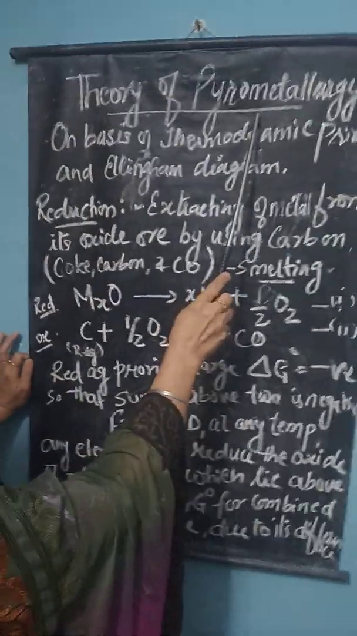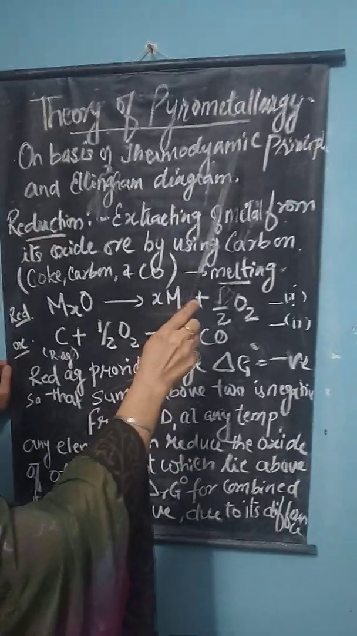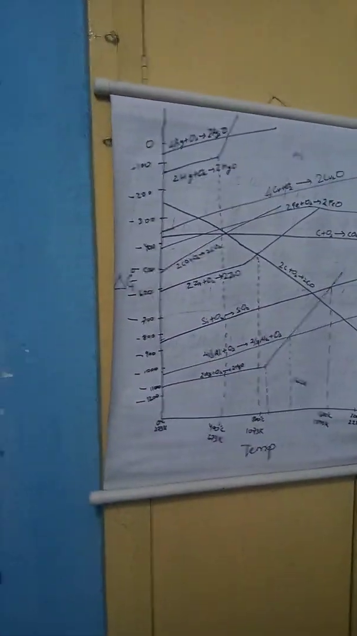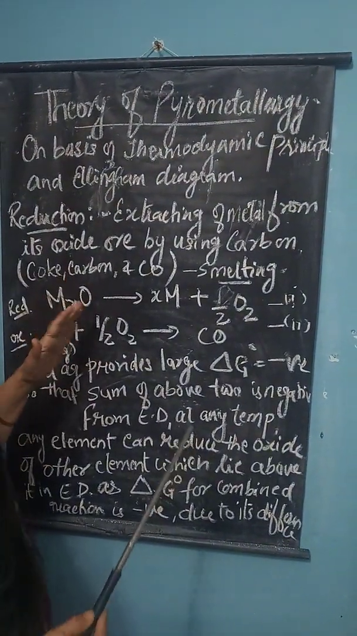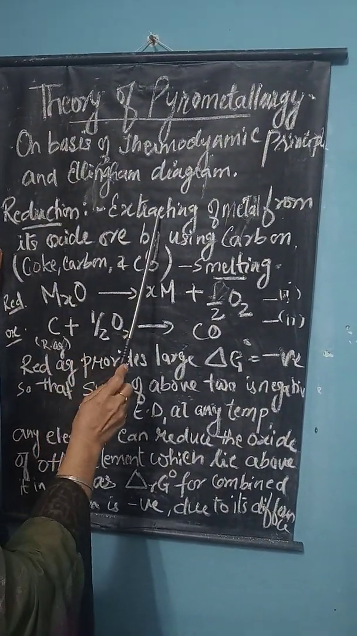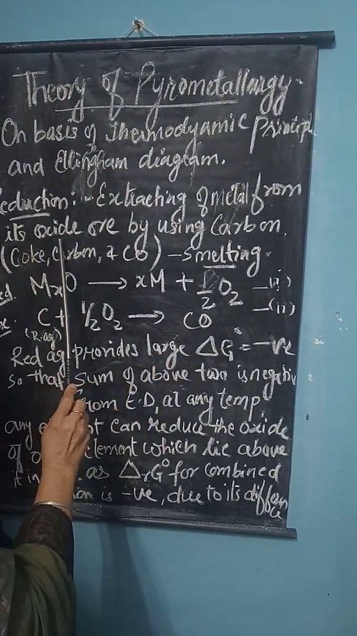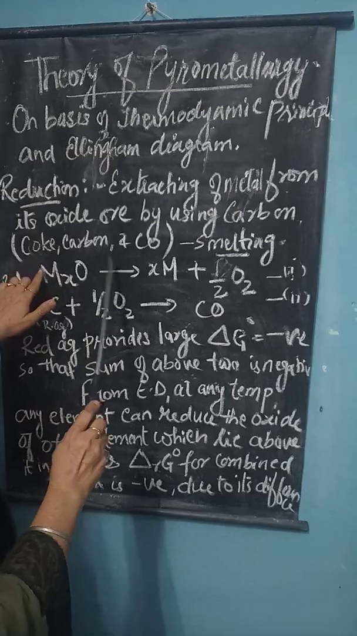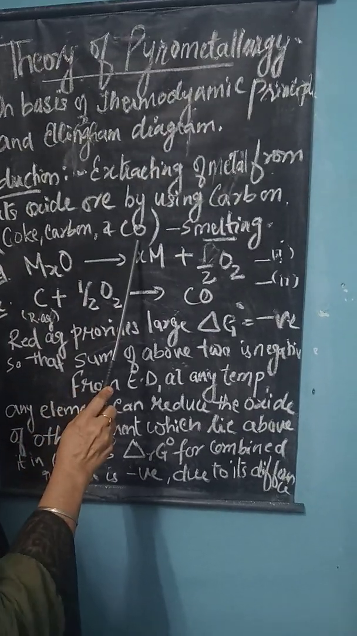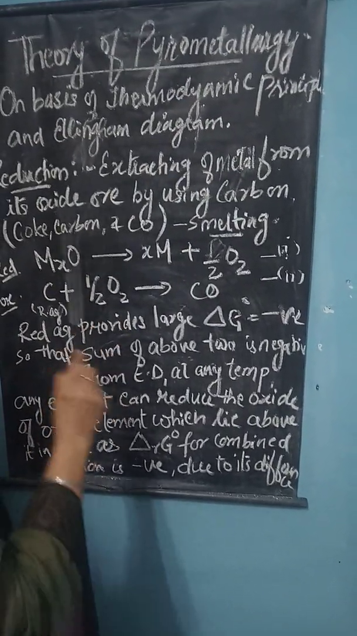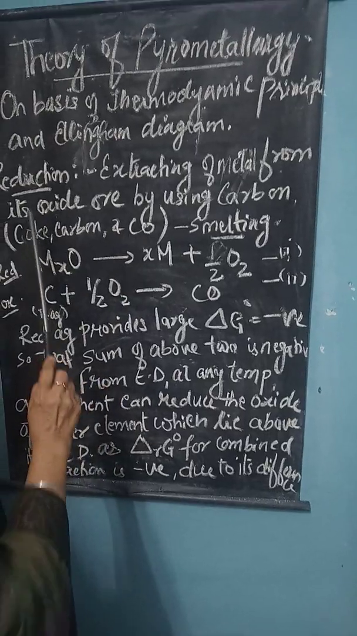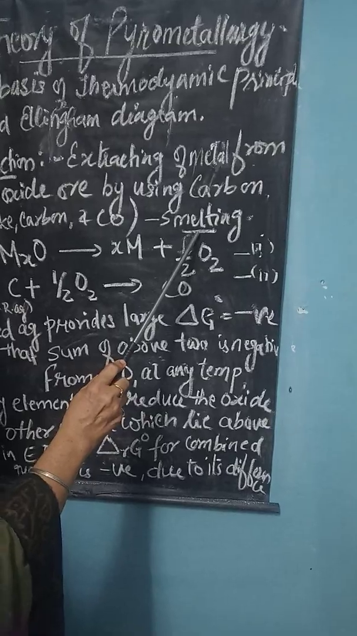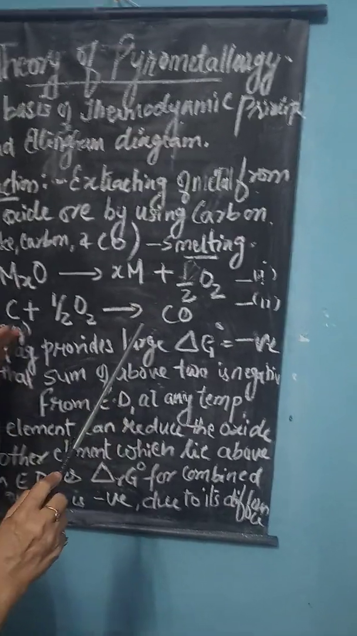Under this pyrometallurgy, we will see how the thermodynamic principle and Ellingham diagram play an important role to understand the reduction. Now, reduction process means extracting of metal from its oxide ore by using carbon and its forms like coke, carbon and carbon monoxide. This process of extraction of metal from their oxide by using carbon is known as smelting. Now, we will see how thermodynamics helps in it.